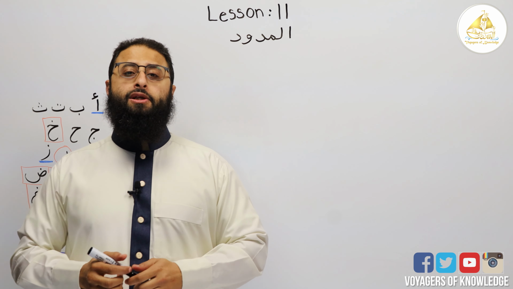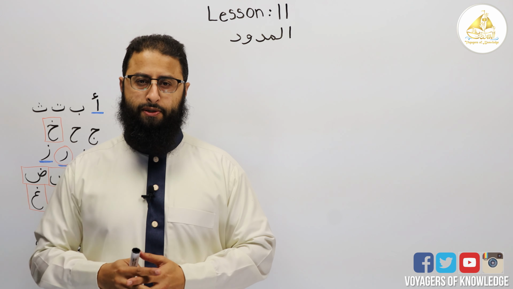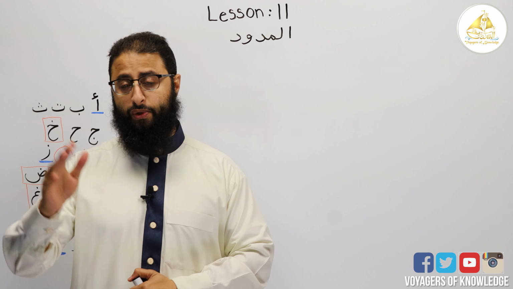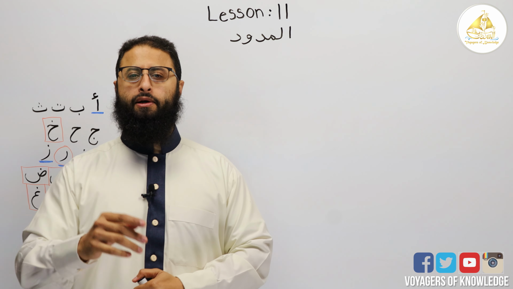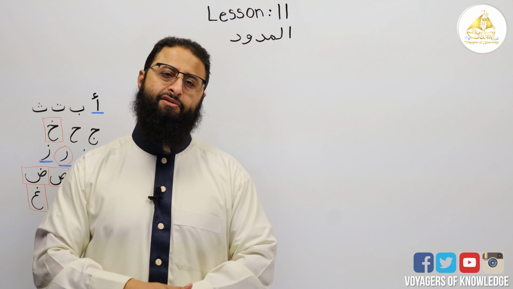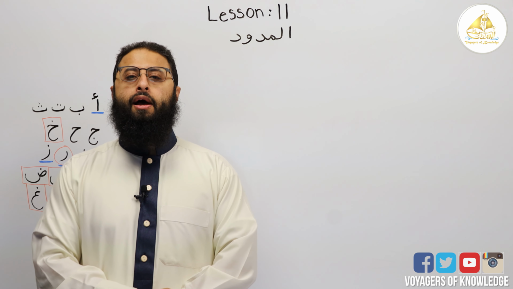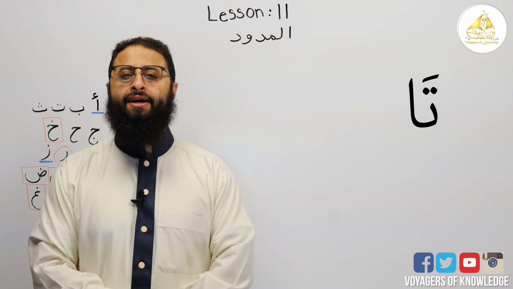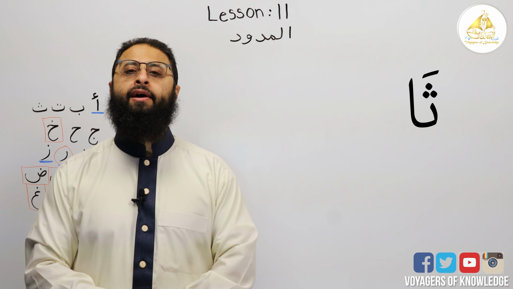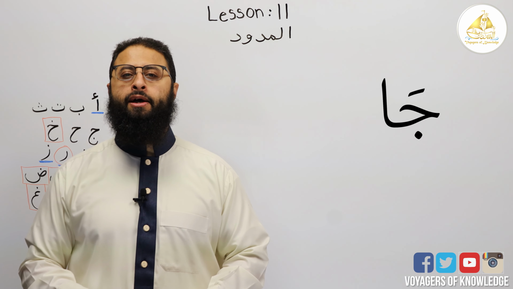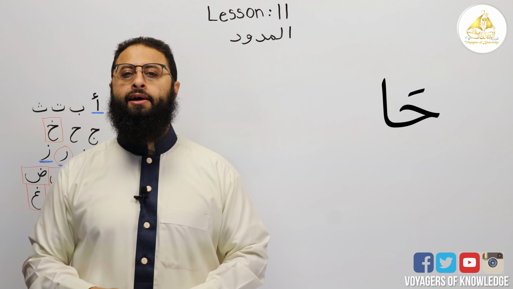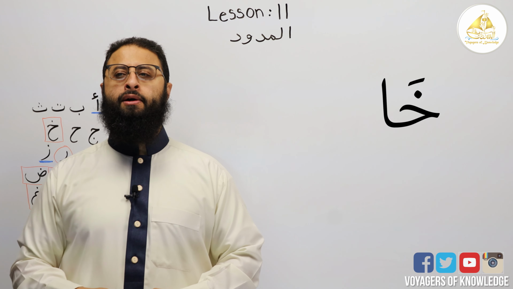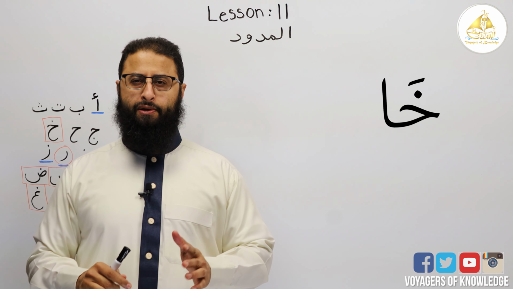Okay, so let's pronounce the letters with the vowels. So we're going to go through every letter, alif, ba, ta, tha, when there is a vowel after it. Aa, baa, taa, thaa, jaa, haa, khaa.